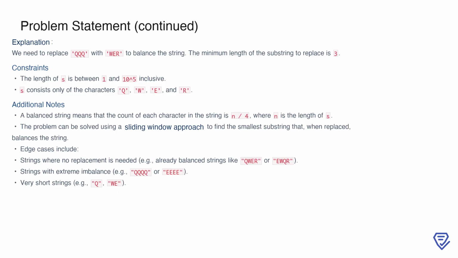To solve this problem efficiently, we can use a sliding window approach to find the smallest substring that, when replaced, balances the string. It's important to handle edge cases, such as strings that are already balanced, strings that are highly imbalanced, and very short strings. These examples and constraints provide a clear roadmap for implementing the solution.